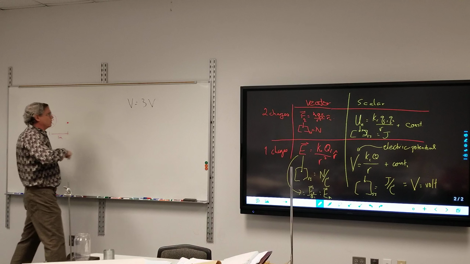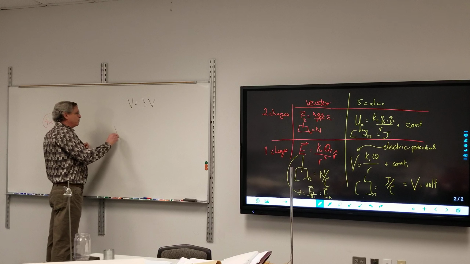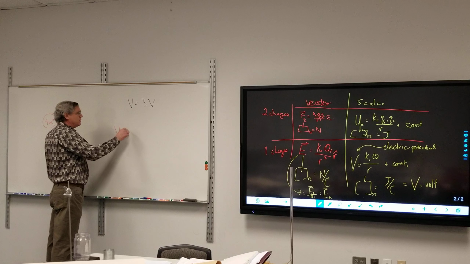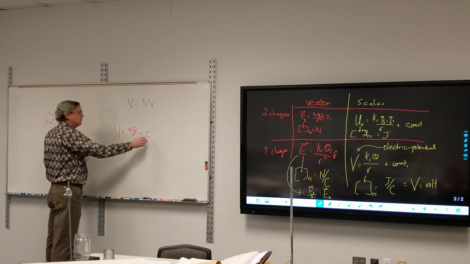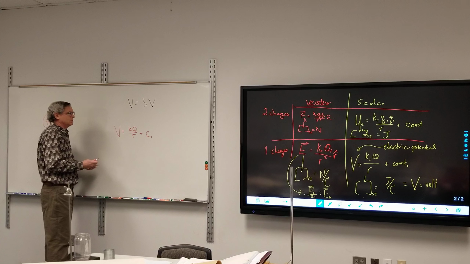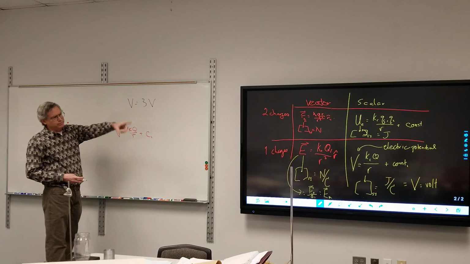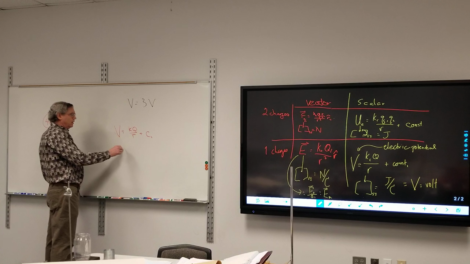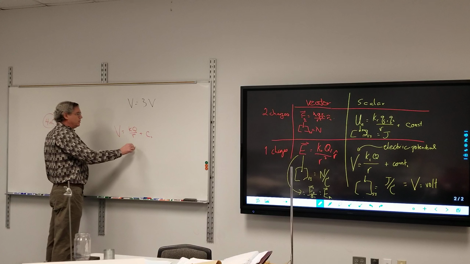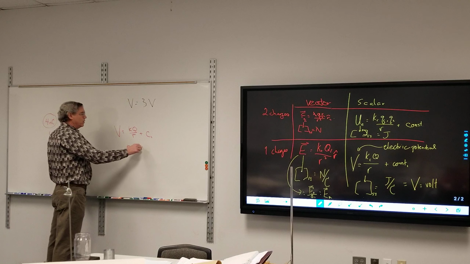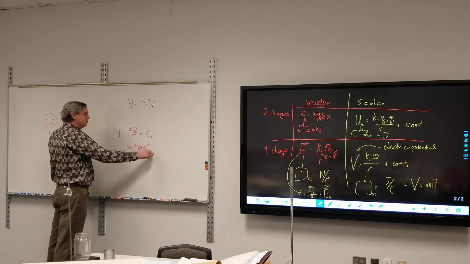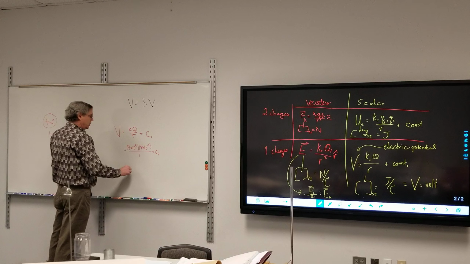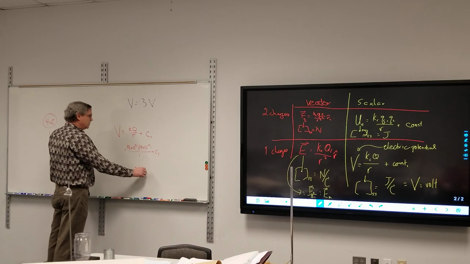If the formula you're plugging into, if I want to know the potential at that point, V is equal to KQ over R plus some constant. Just trying to differentiate it from the other one. That'd be 9 times 10 to the 9th, times 4 times 10 to the negative 9th, divided by 1 plus C2, and I get 36 plus C2.